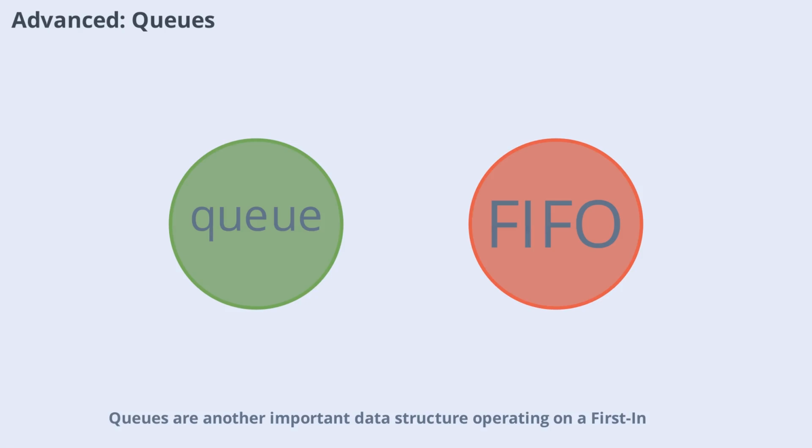Queues are another important data structure operating on a first-in, first-out, FIFO, basis. In Python, you can use lists or the collections deque module to implement queues. Queues are ideal for managing tasks, processing data streams, or handling requests in order. They're widely used in programming for scheduling and resource management.